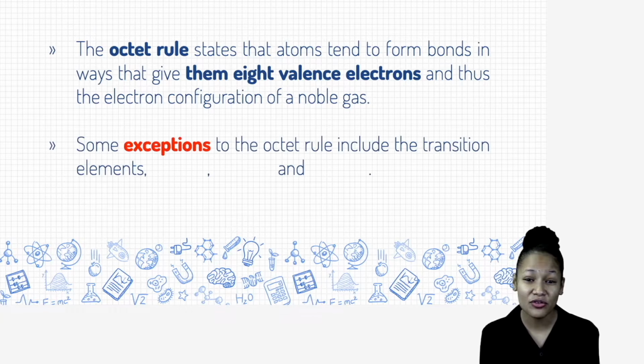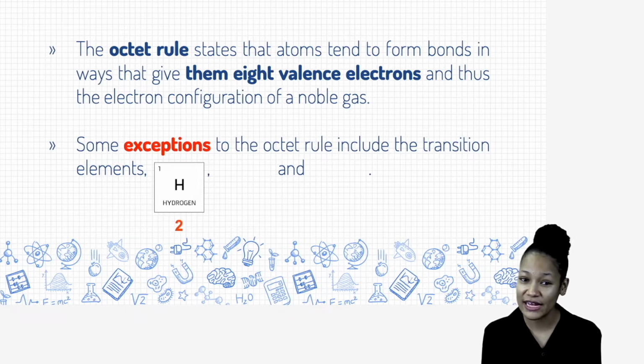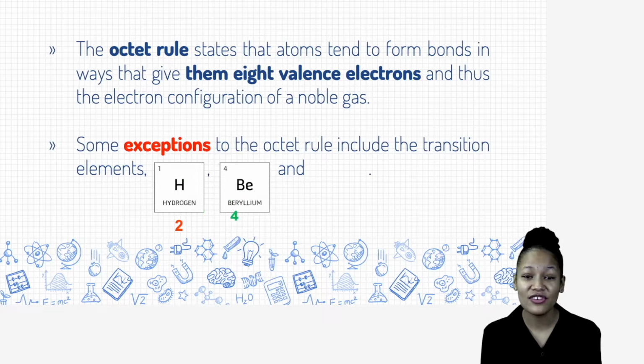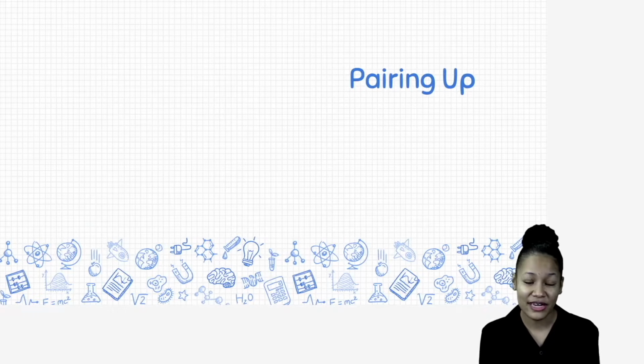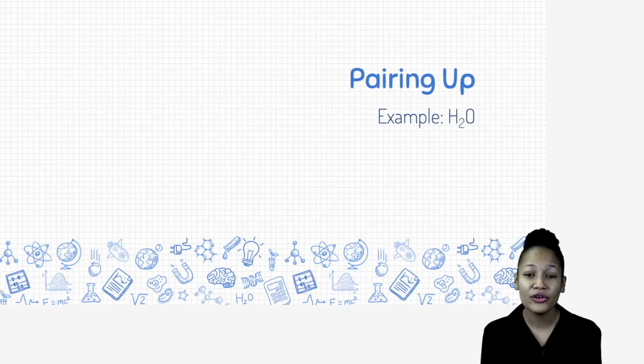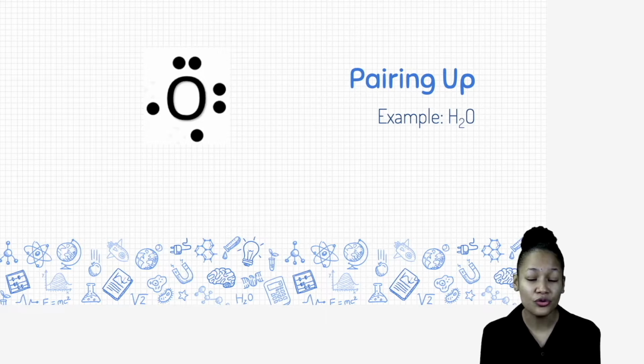However, there are exceptions to the octet rule, and these exceptions include the transition elements, hydrogen, which is happy with 2 valence electrons, beryllium, which is happy with 4, and boron, which is happy with 6. One of the ways that we can draw Lewis diagrams is by pairing up the unpaired valence electrons. We're going to make use of water as an example. So, going to your periodic table, you will make use of the old group numbers in order to determine how many valence electrons each atom contains.